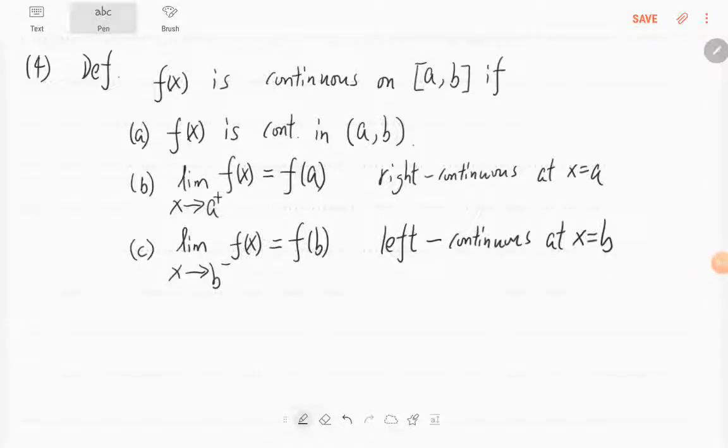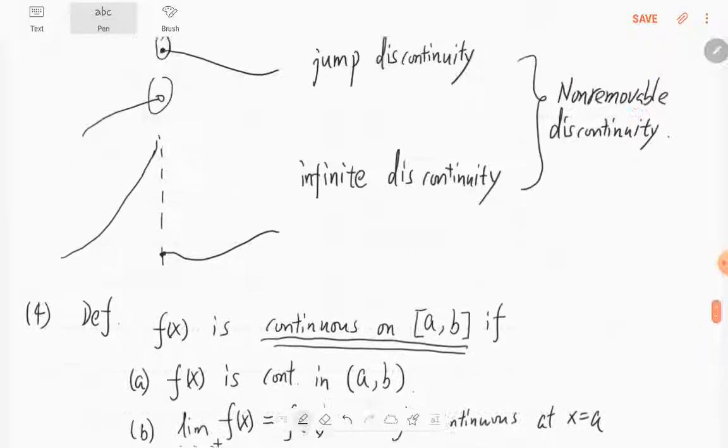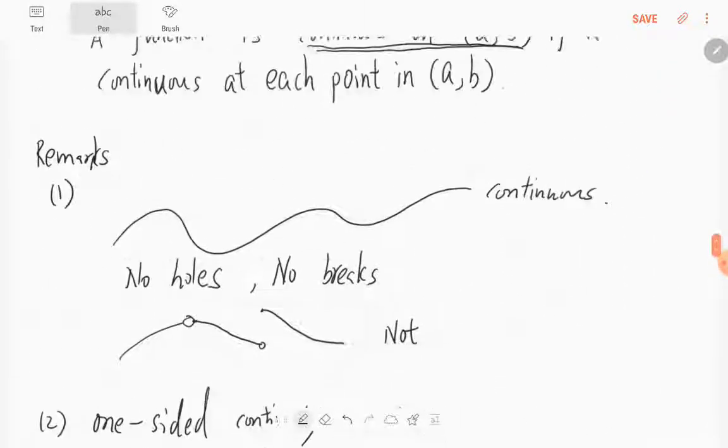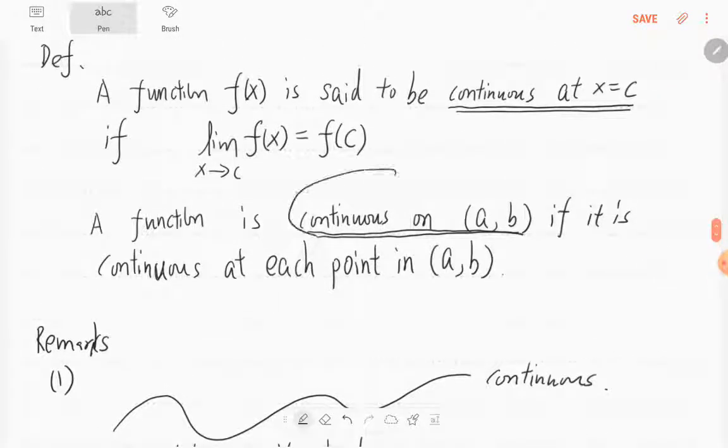So the fourth remark is the definition of a function being continuous on a closed interval. That means the endpoints would be included. So we say a function is continuous on a closed interval if f of x is continuous in the open interval (a, b). What is the definition for continuous on an open interval? We have stated it here.